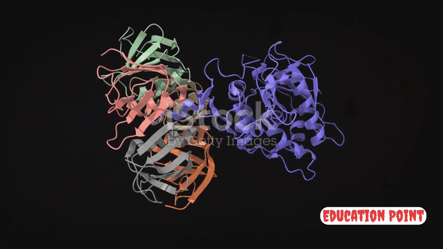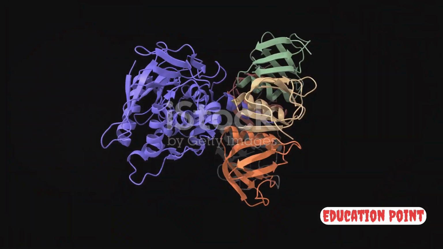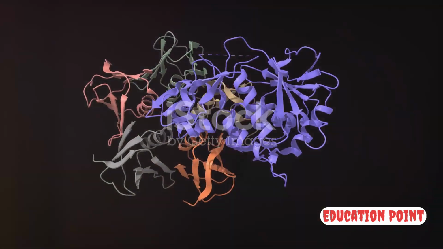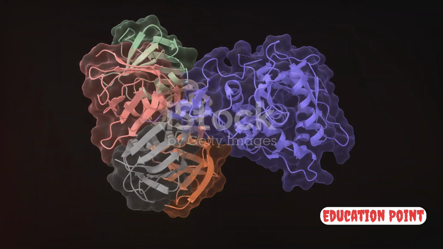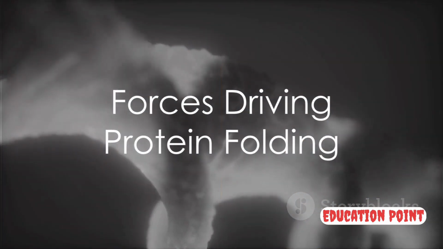This level of structure is relevant for proteins that consist of more than one polypeptide chain. It describes the spatial arrangement of these chains and the interactions between them. These four stages of protein folding are driven by several forces.